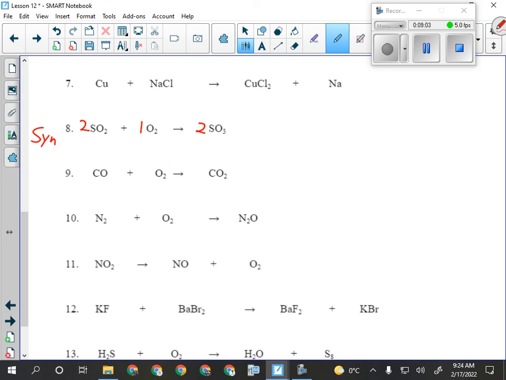Okay, so this written out in words would be sulfur dioxide plus oxygen gives sulfur trioxide.